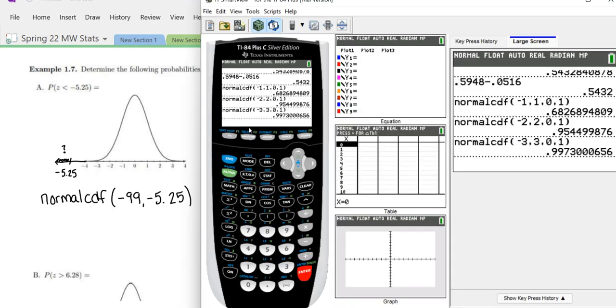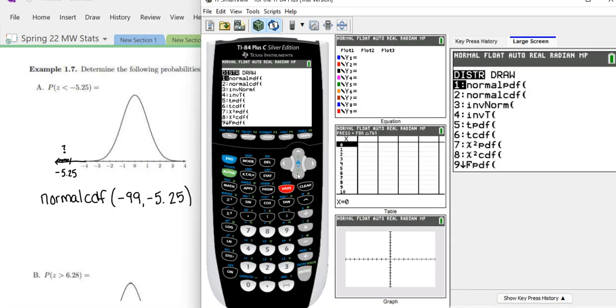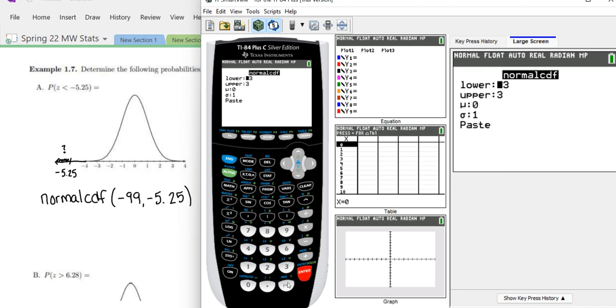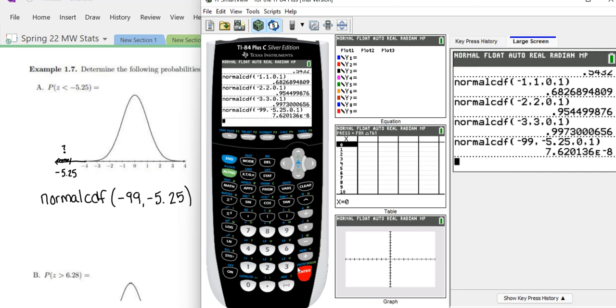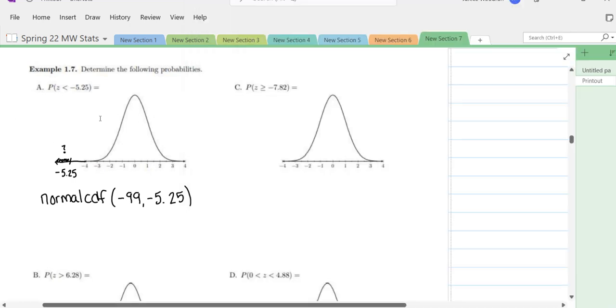So I would go normal CDF, -99, -5.25 as my upper limit. And you've got 7 zeros and then 7, or actually 8. So that's going to be 0. Okay, remember your probability can be 0.